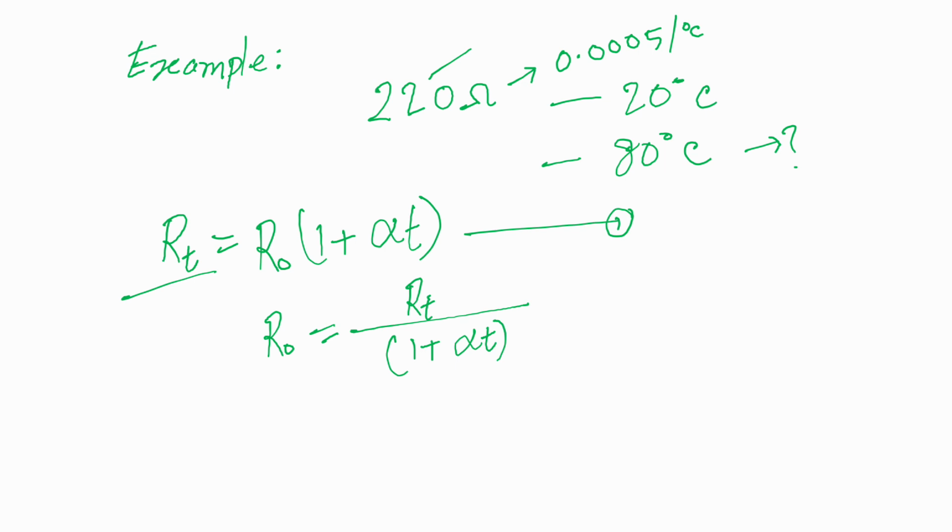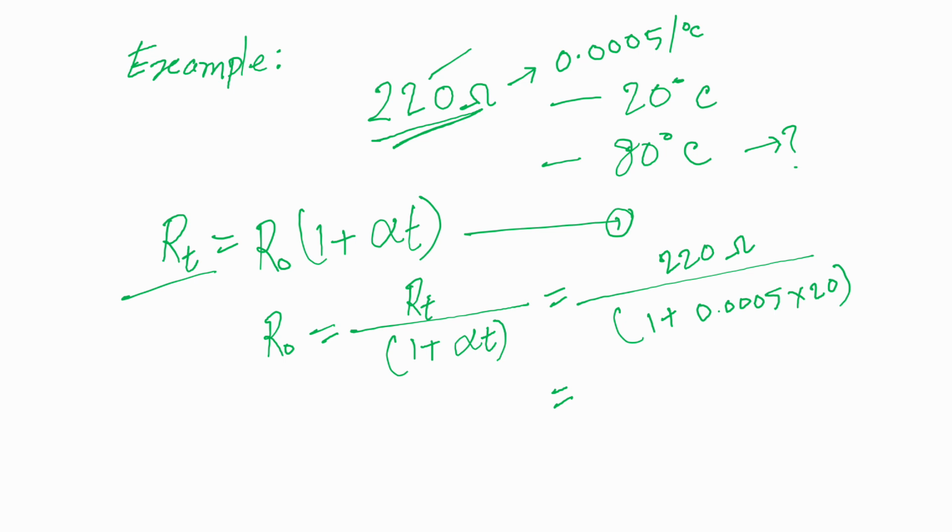So from this equation, I put 220 ohm, which is the RT at room temperature, and after calculation it is 217.82 ohm. So the R0 we have found is 217.82 ohm.